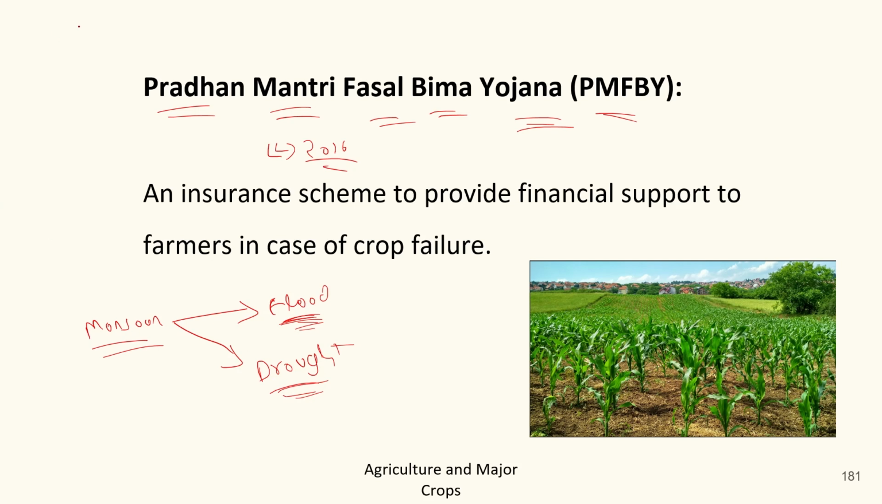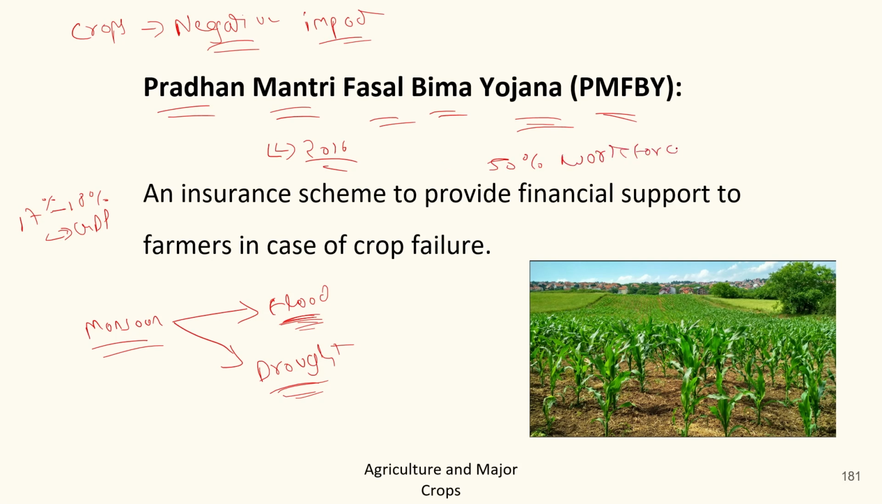In both conditions, the crops face a negative impact. And especially in the case of India, where about 17 to 18% of GDP depends upon agriculture, it is very essential to ensure that the farmers, who are more than 50% of the total workforce of the country, must get coverage. Bima basically stands for insurance, coverage against the damage of their crops. So with this point of view, in the year 2016, the government launched Pradhan Mantri Fasal Bima Yojana.